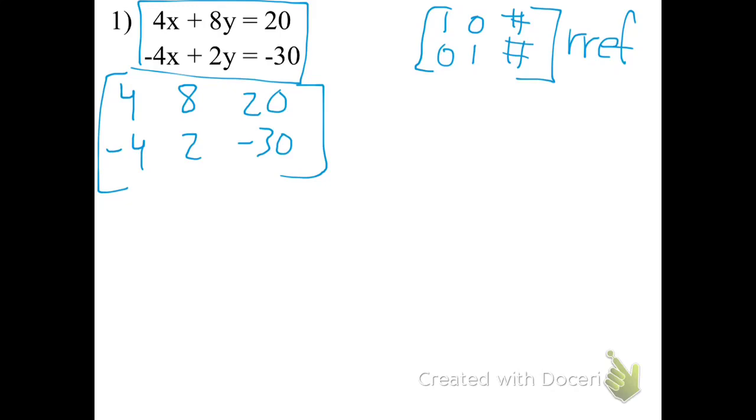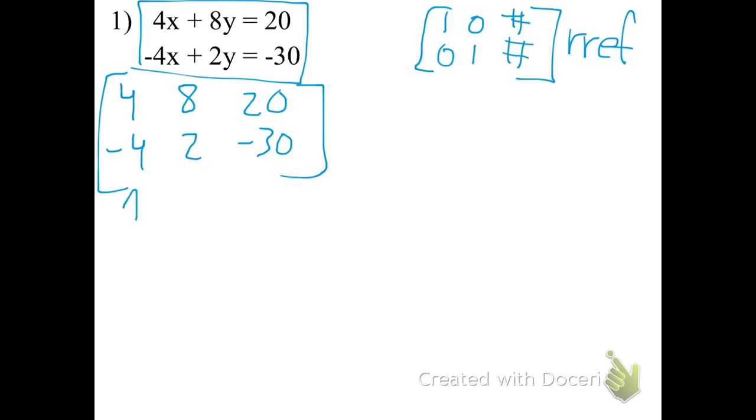Remember, you have a couple rules. One of them is you can multiply a line by anything. Another is you can add one line to another. And another one is you can interchange your rows. So let's just take it one step at a time.